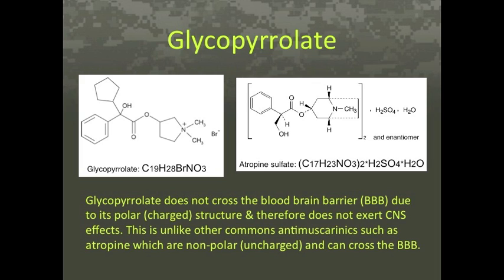This is unlike other common anticholinergic agents such as atropine and scopolamine, which are nonpolar tertiary ammonium compounds that can cross the blood-brain barrier and can result in profound CNS effects at sufficient doses. For comparison, I have juxtaposed the structures of glycopyrrolate and atropine sulfate on this slide. Notice how glycopyrrolate carries a charge, whereas atropine is uncharged.